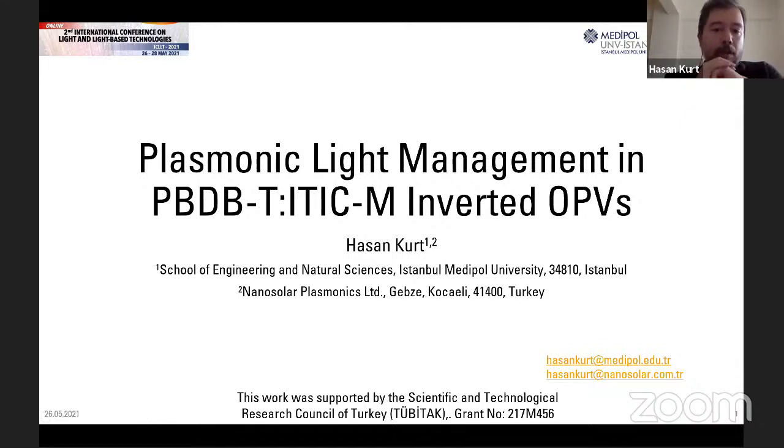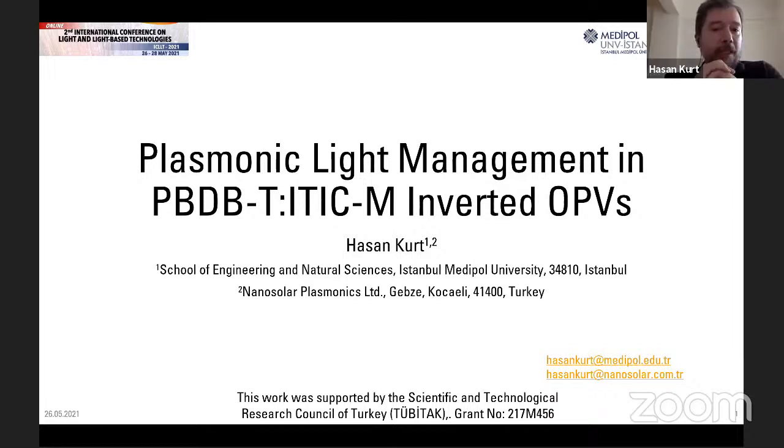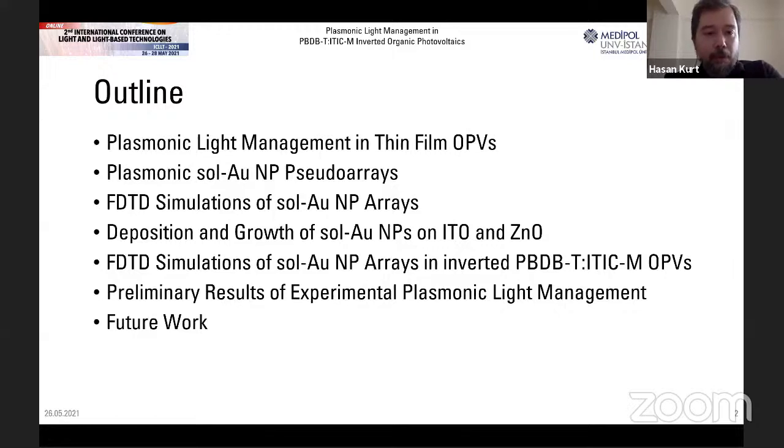So the work is technically supported by TÜBİTAK, and we actually try to use plasmonic nanoparticles and nanoparticle arrays to manage the light within a solar cell. It was an extension of my thesis work previously. So the outline is going to be simply what is light management in thin film organic photovoltaics, and how can we actually produce pseudo arrays of gold nanoparticles for plasmonic enhancement, field enhancement.